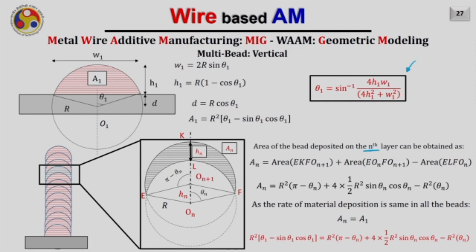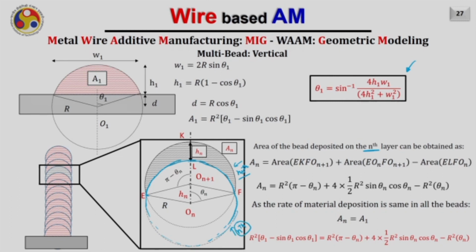So, if this is the nth layer, what you are seeing here is the nth layer. This is the bead deposited, but what I am showing here is the curve which is representing this bead. Assume that this is the circle, shown dashed because it is inside the previous layer. So, this is the nth bead, and on top of it we are depositing another bead, that is the n plus 1th bead. Our aim is to find out the height of the bead when it is deposited on a curved bead.